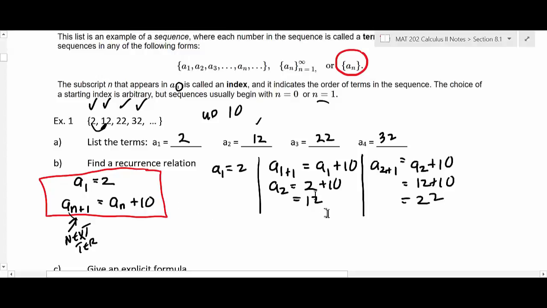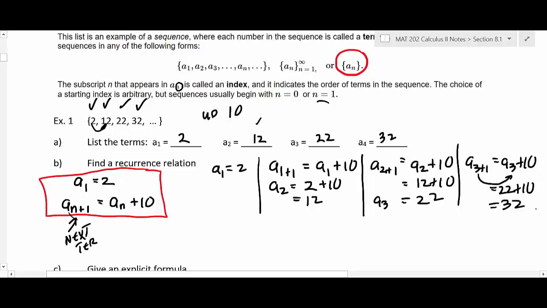Okay? Does the way I'm working that out make sense to everybody? If you went to the next one, you don't have to write this down. I just want to make sure you know the language. If you do a of 3 plus 1, of course, that's going to give you a of 4. What are you doing? You're doing a of 3 plus 10. So you're always doing the previous term and adding 10 to it. So a of 3 is 22. 22 plus 10 is 32.